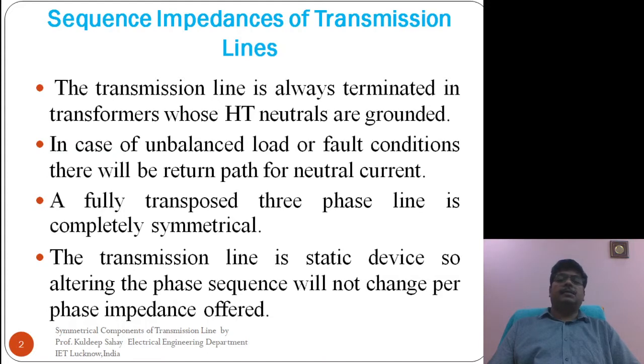Another fact, you know that it is a static device. If any device is a static device, then changing the phase sequence will not change the phase impedance offered. So if we change the phase sequence, the phase impedance offered will be the same. So we can see that the positive sequence as well as the negative sequence impedance will be the same.